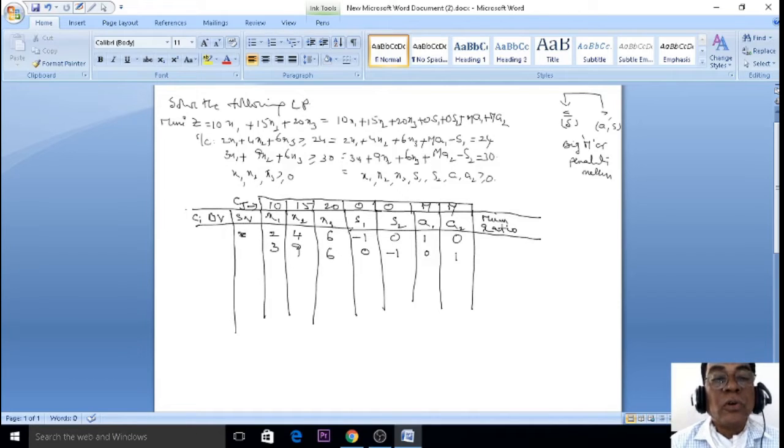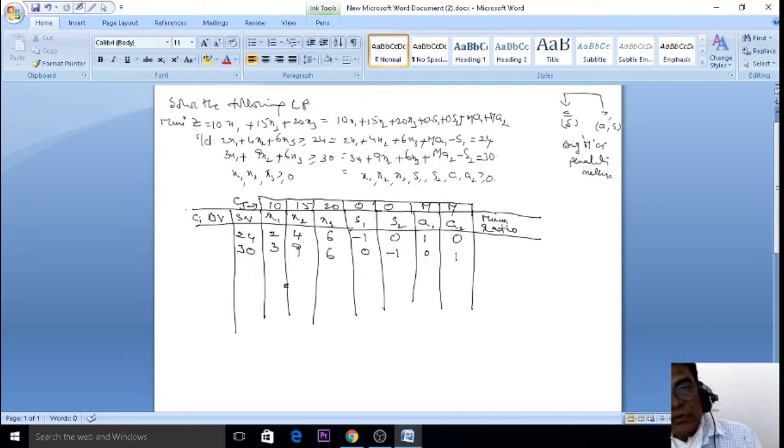So 24 and 30. So what is the difference between the previous question and this one? In the previous question, these were given less than or equal to. But here, greater than or equal to. Less than indicates maximization, greater than indicates minimization. That's all. Simple thing. If greater than or equal to is given, A is introduced. A means artificial variable. If an artificial variable is present, it indicates the big M method. That's all.